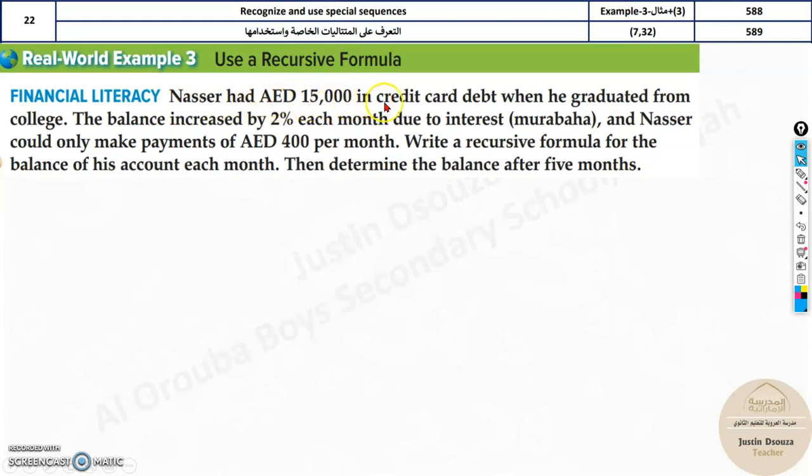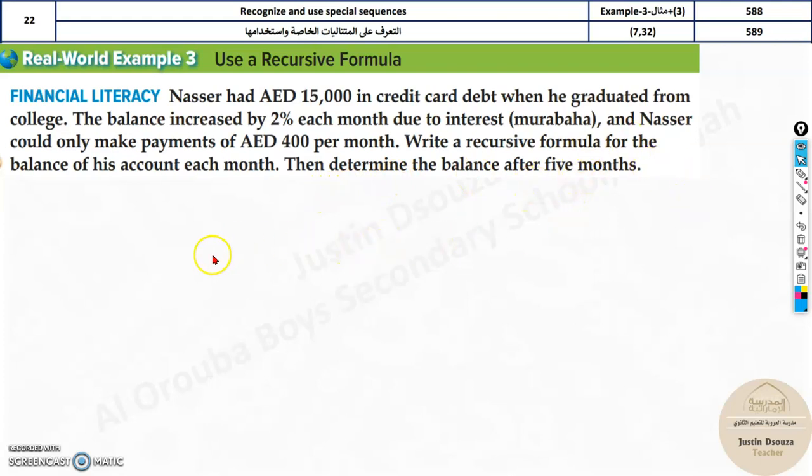Nasser had 15,000 dirhams in credit debt when he graduated from college. The balance increased by 2% each month due to interest. Interest is the amount of payment the bank or some entity holds on you. Basically, it's like paying them back. Now, if you borrow, say, 100,000 dirhams as a loan, when you're giving back to the bank, you don't just pay 100,000. You have to pay a little more based on the interest. So that is the interest. And Nasser could only make a 400 dirhams payment per month. Write a recursive formula for the balance of his account each month, then determine the balance after 5 months.